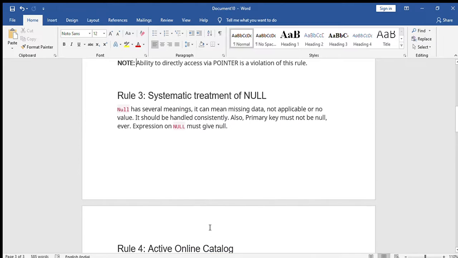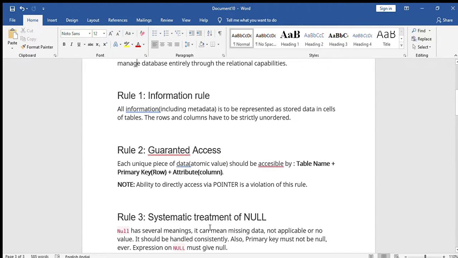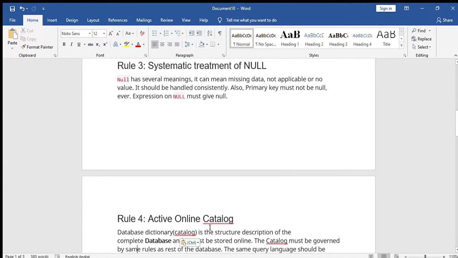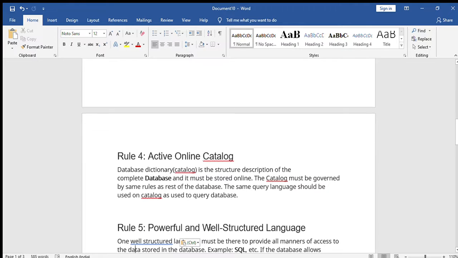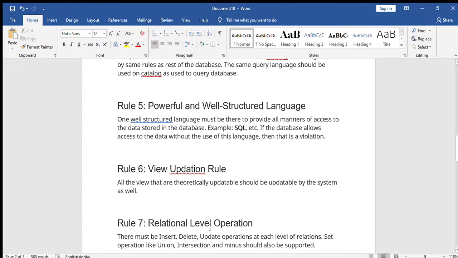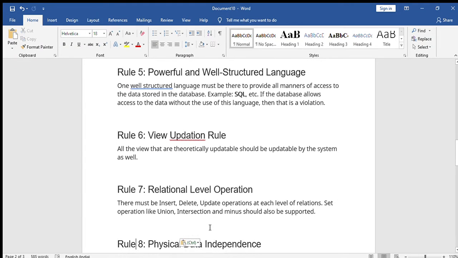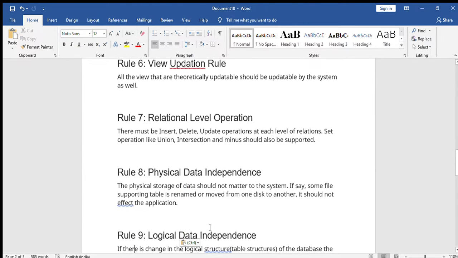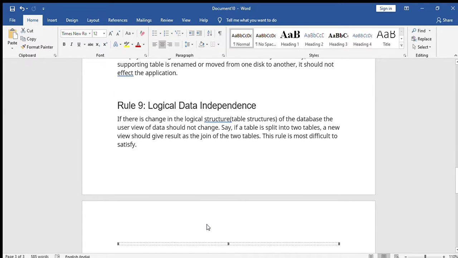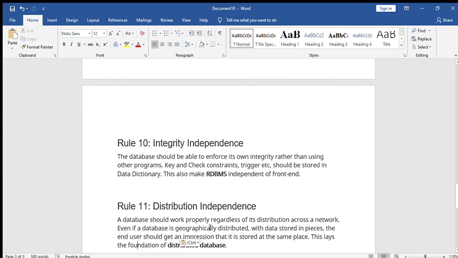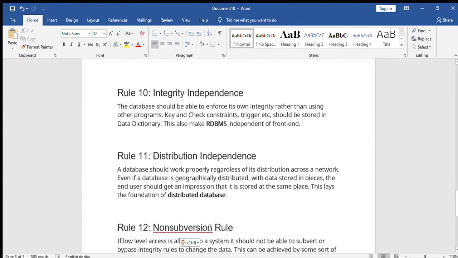What are the rules? Once again, we'll see. The first one is information rule. Second one is guaranteed access. Third one is systematic treatment of null. Fourth one is active online catalog. Fifth one is powerful and well structured language. Sixth one, view updation rule. Seventh one, relational level operation. Eighth one, physical data independence. Ninth one, logical data independence. 10th one, integrity independence. 11th one, distribution independence.